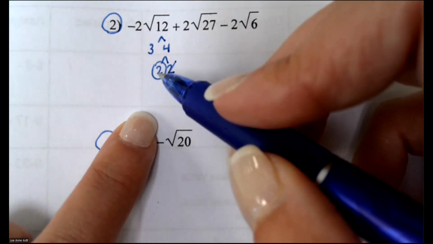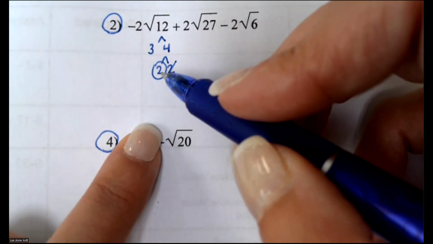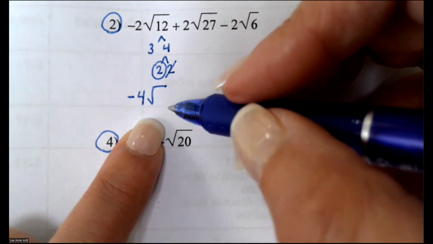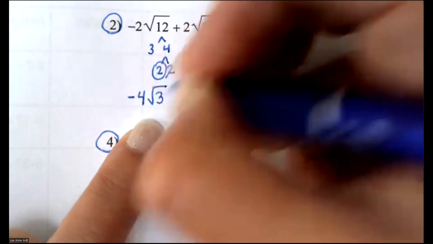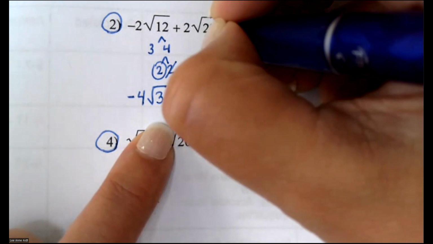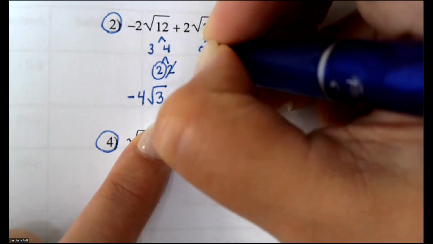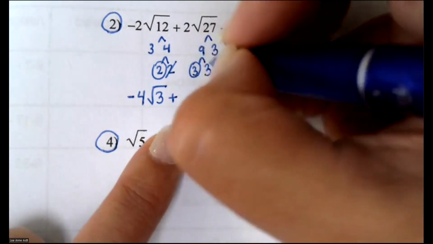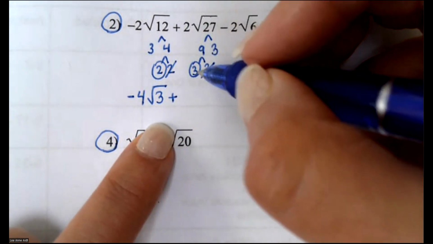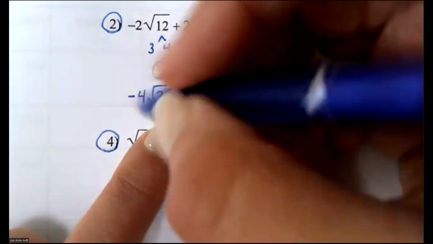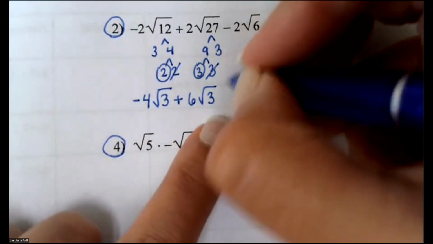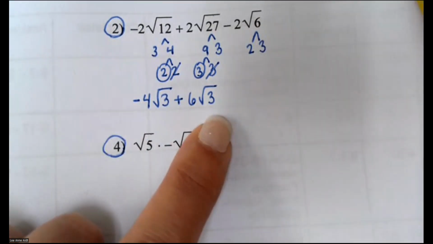What happens with the circled 2? Yes, beautiful. So I have -4 root, and then what's left over? 3. Okay, plus 27 is 9 times 3, which is 3 times 3. Circle, cancel. The 3 comes and multiplies the 2 here, so 6 and 3, beautiful. And then this is 2 and 3.